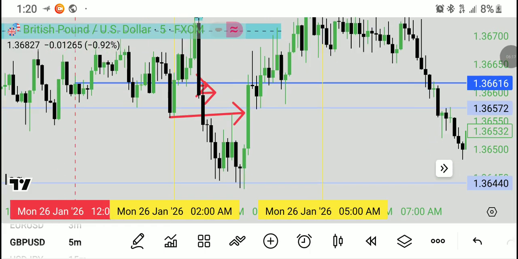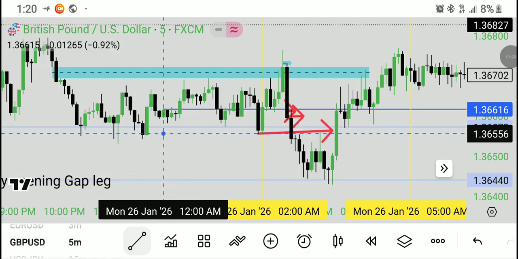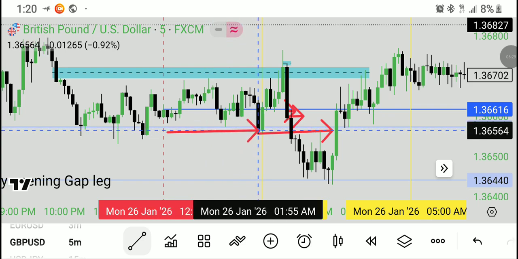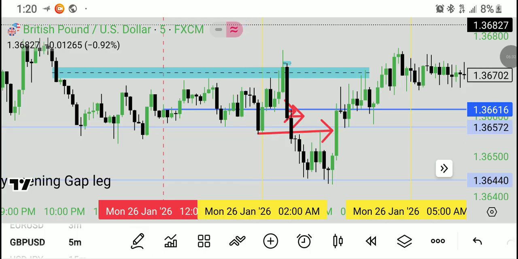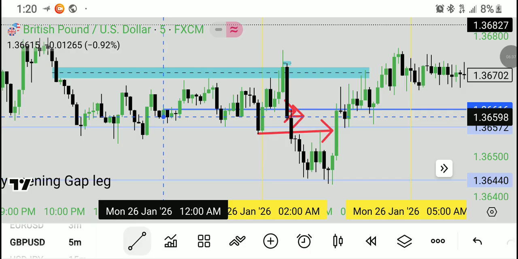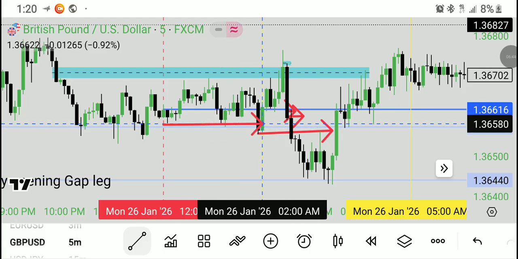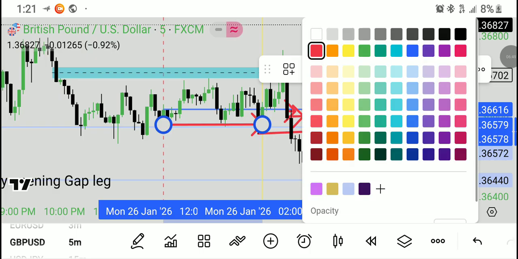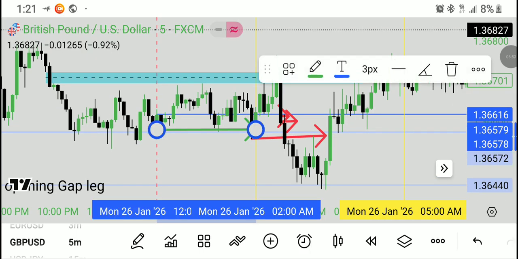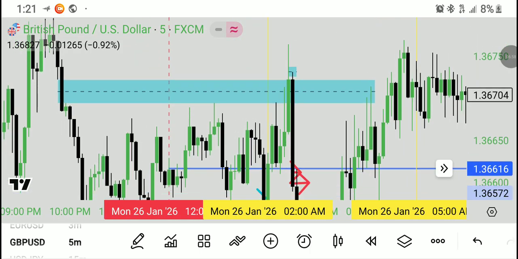Accommodation, or let me use the market itself and draw everything out for you. Accommodation: from 12 o'clock a.m. when the market opens on Monday, it starts accommodating till 2 o'clock a.m., where the New York time frame opens. Then once it's 2 o'clock, they start manipulating.